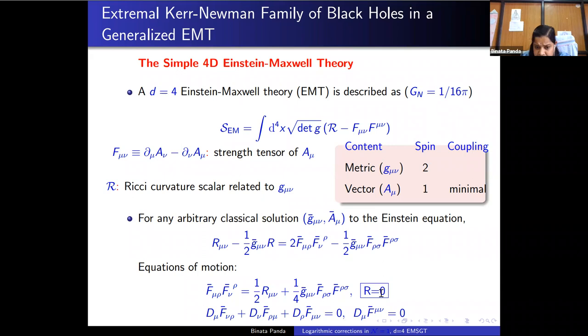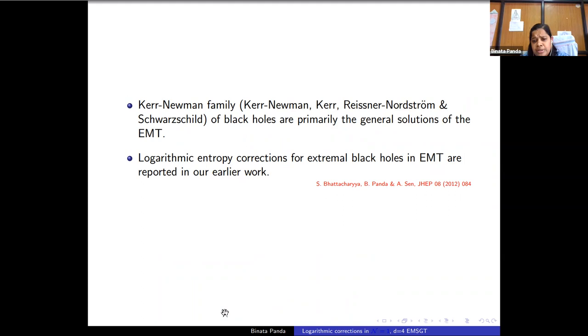The equation of motion, you will need at many places to write the final answer in terms of the duality invariant terms. And if you want to look for the black hole solutions, the general solutions of the Einstein-Maxwell theory are the Kerr-Newman family of black holes. I will write it in general for the Kerr-Newman. You substitute appropriately the angular momentum and the charge, you switch off any of the parameters, then you can reproduce the Kerr, Reissner-Nordström, and Schwarzschild results basically.